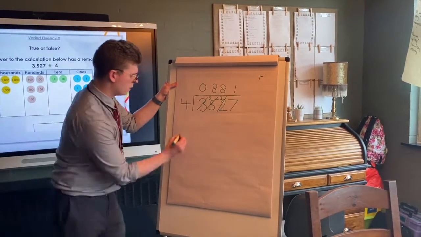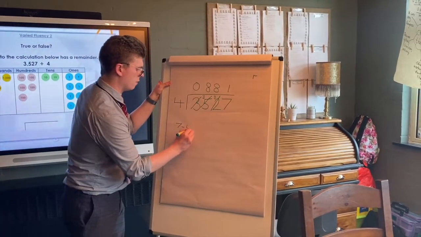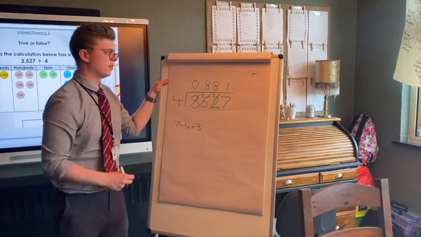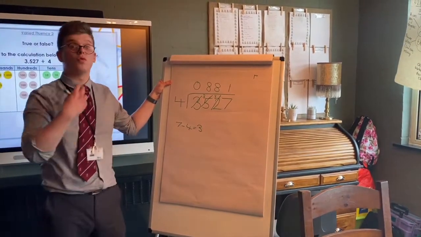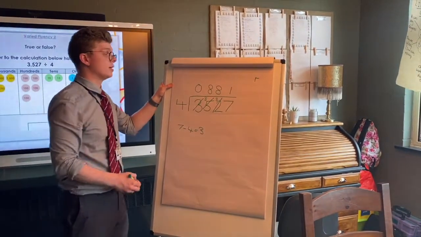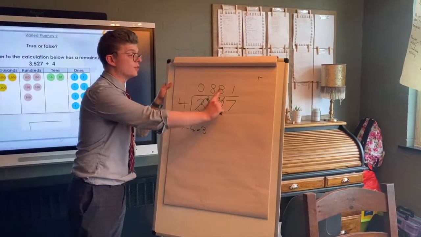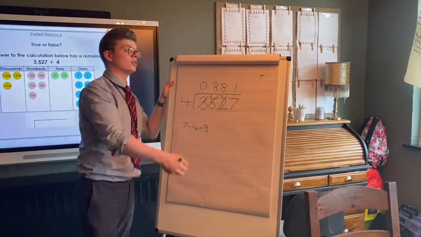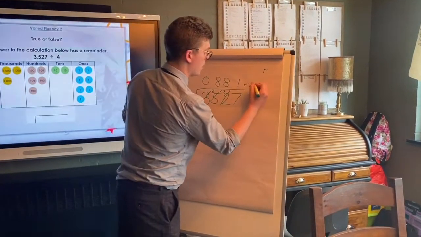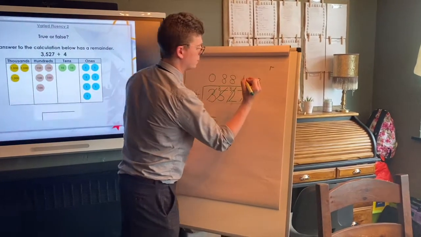However, 7 take away 4 equals 3. That means we have got a remainder of 3. So our answer isn't 881, it is 881 remainder 3.